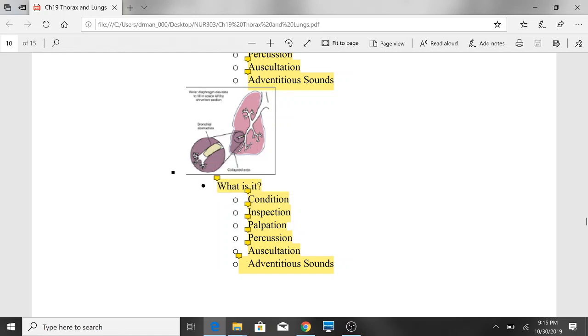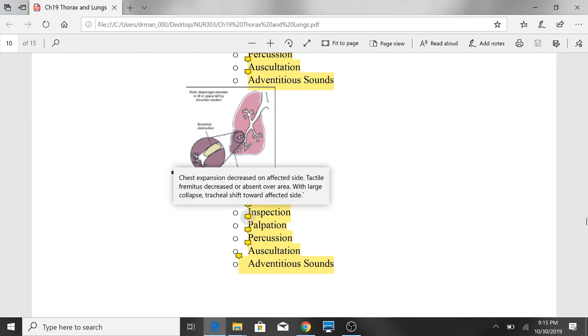Cool. What about if we palpated someone with atelectasis? Chest expansion decreased on the affected side. Tactile fremitus decreased or absent over the area. If it's a large collapse, tracheal shift toward the affected side.